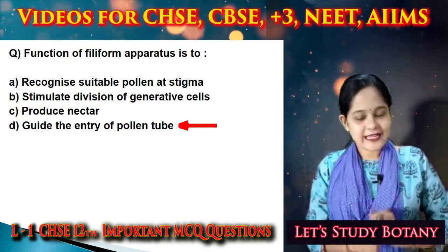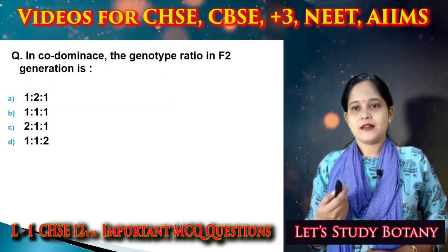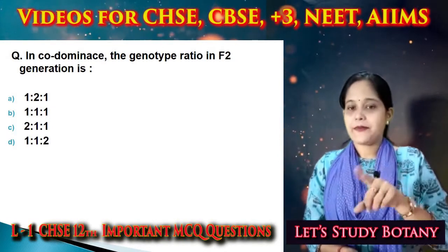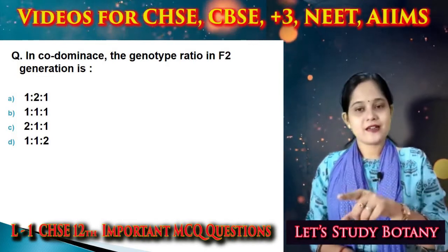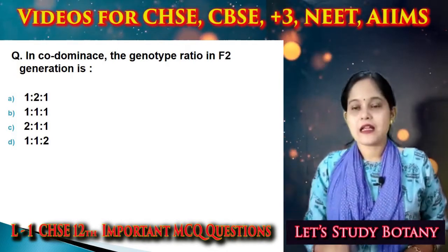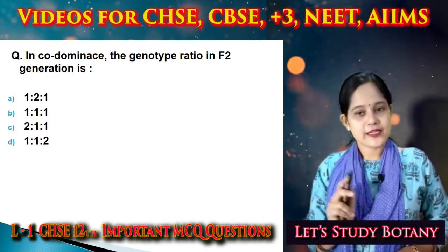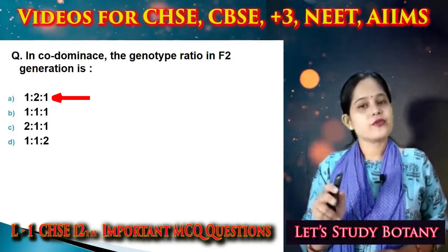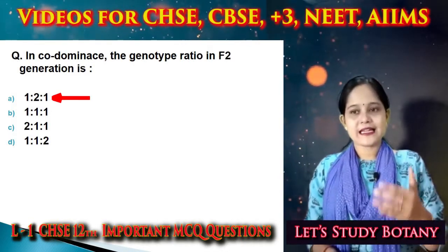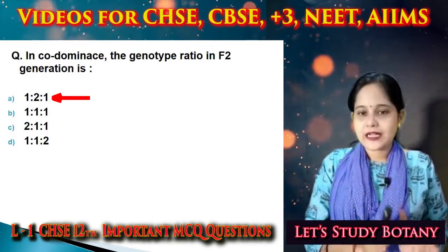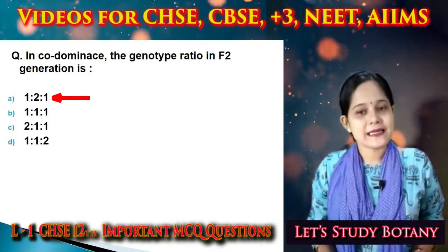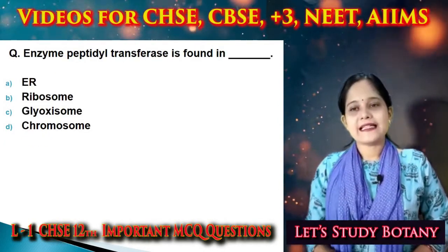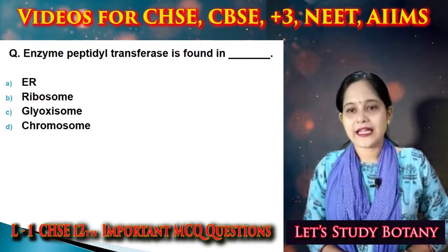For fertilization. Then in codominance, the genotype ratio in F2 generation is. The options are 1:2:1, 1:1:1, 2:1:1 and 1:1:2. The correct answer is 1:2:1. In codominance and incomplete dominance, both phenotypic and genotypic ratios are similar, that is 1:2:1.